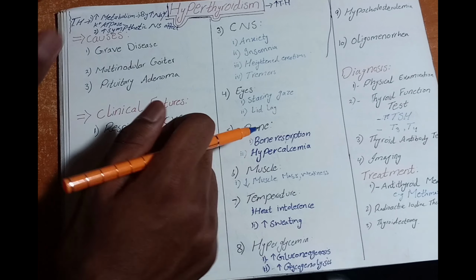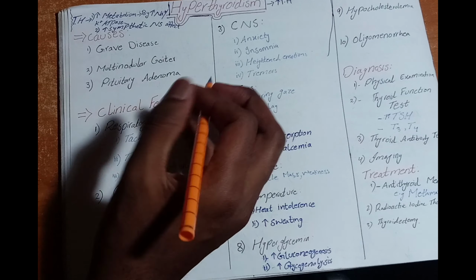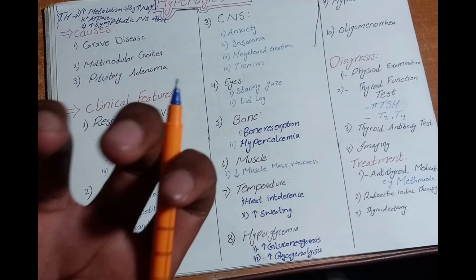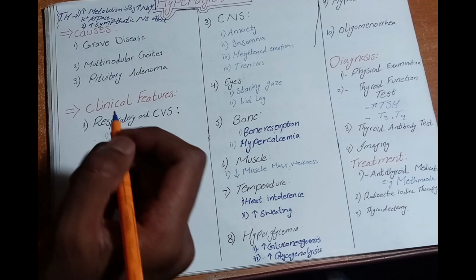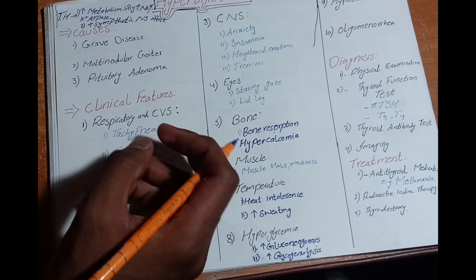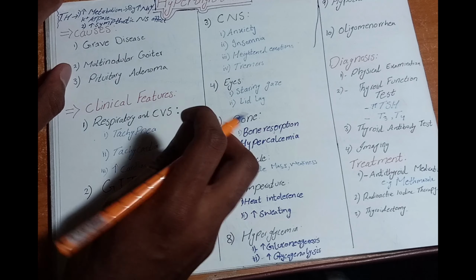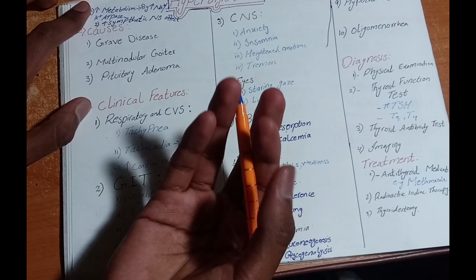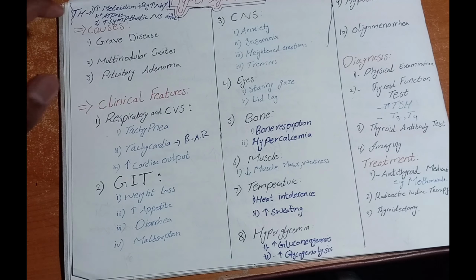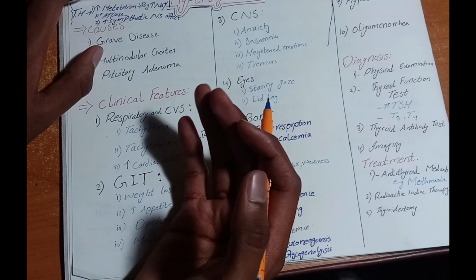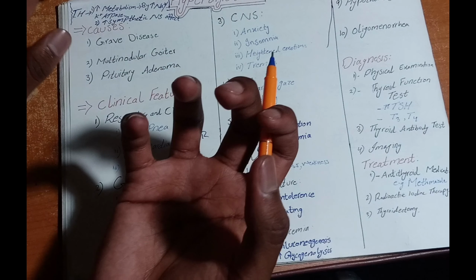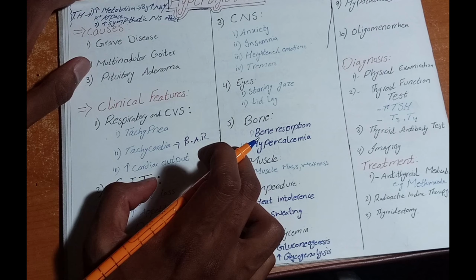Then come to its clinical features or symptoms. What will the symptoms be if a patient presents with hyperthyroidism? We will divide the symptoms according to the system or organ. First of all, we see what effects occur on the respiratory and cardiovascular system. Thyroid hormone increases expression of beta adrenergic receptors on heart muscle cells. When beta adrenergic receptor expression increases, it will increase the contractility of the heart, which will lead to increased heart rate. With increased heart rate, there will be increased cardiac output.